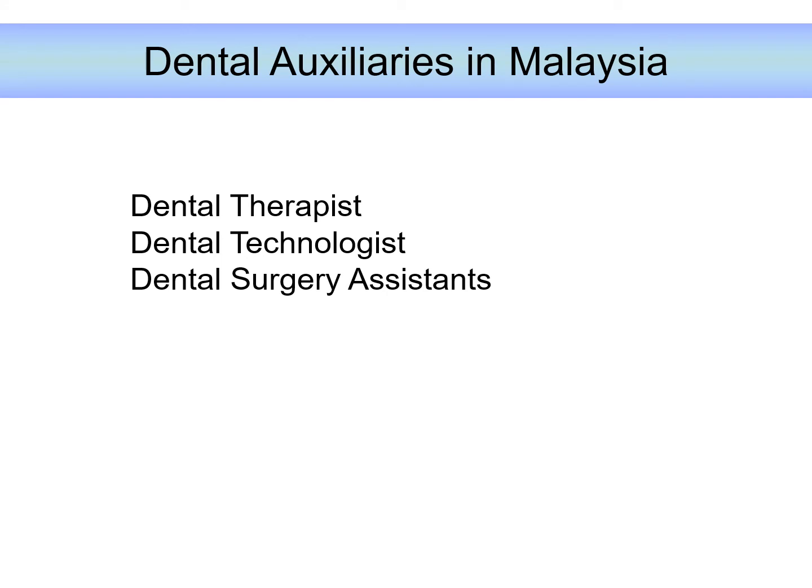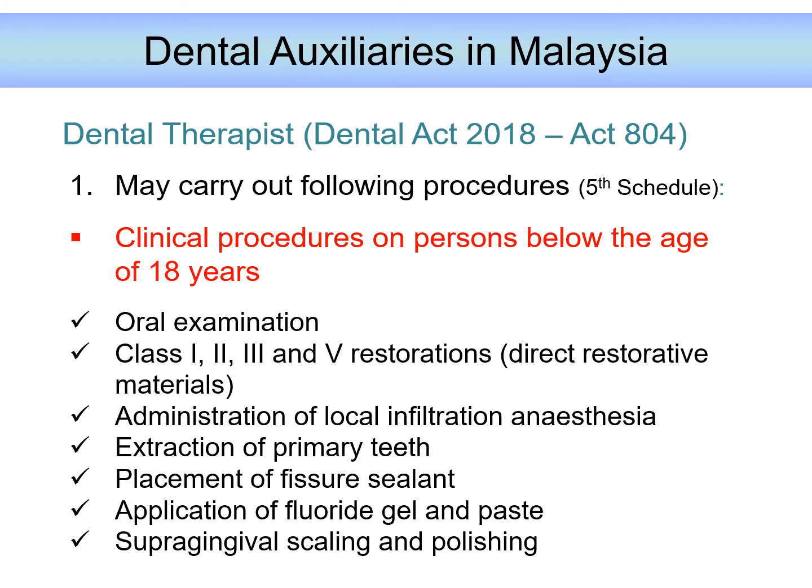We have discussed the dental auxiliaries in other countries. Now let us look at the dental auxiliaries in Malaysia itself. Even in Malaysia, the dental auxiliaries are categorized into the same groups, which are the operating dental auxiliaries and the non-operating dental auxiliaries. The following are the dental auxiliaries in Malaysia, namely the dental therapists, dental technologists, and dental surgery assistants. Out of these categories, only the dental therapist is regarded as the operating dental auxiliary, while the other two groups, the dental technologists and the dental surgery assistants, are categorized under the non-operating dental auxiliaries. The first dental auxiliary in Malaysia that we are going to discuss would be the dental therapist.